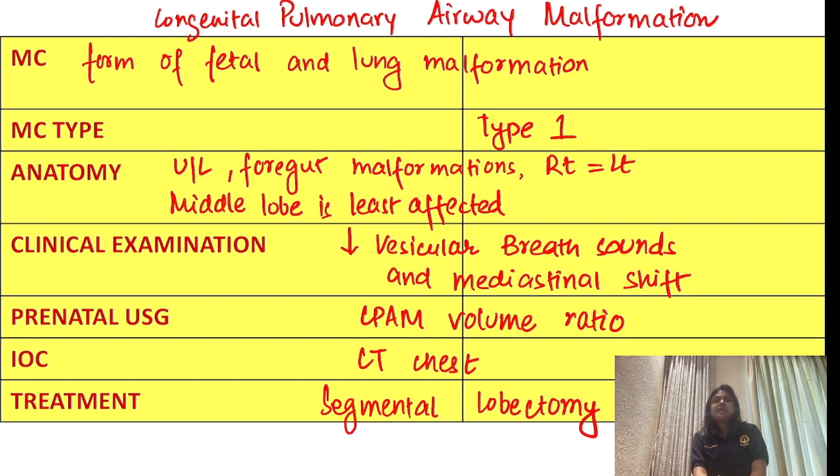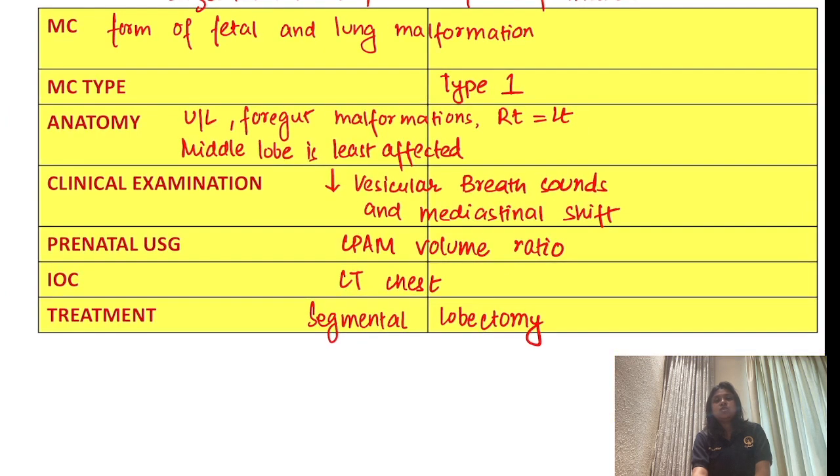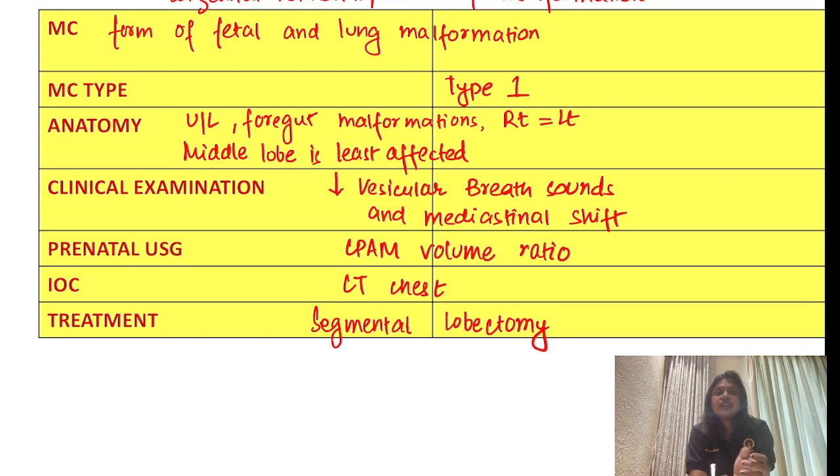So congenital pulmonary airway malformation is the most common form of fetal and lung malformation. The most common type is type 1. We get a unilateral involvement clinically as well as radiologically. It can be associated with other foregut malformations. Either it is involvement of the right lung or the left lung. And remember, the middle lobe is least affected. There is decreased vesicular breath sounds and mediastinal shift. In antenatal USG, we see the CPAM volume ratio, and the investigation of choice is CT chest, and the treatment being segmental lobectomy. Right?